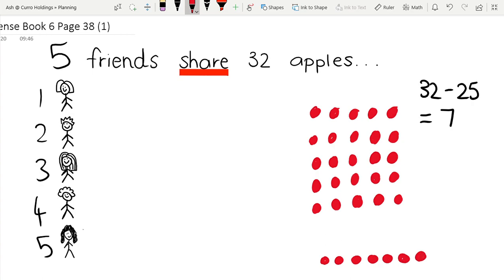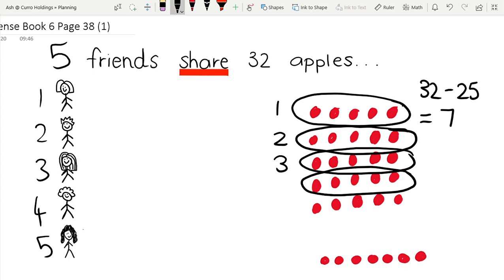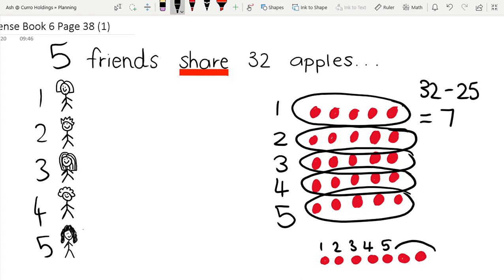But of those 7, I could give each friend another apple. So this group is for friend number 1. This is for friend number 2. Friend number 3. Number 4. Number 5. And there's our 7 spare apples at the bottom. If I gave each friend one of these, I would only have 2 left over.